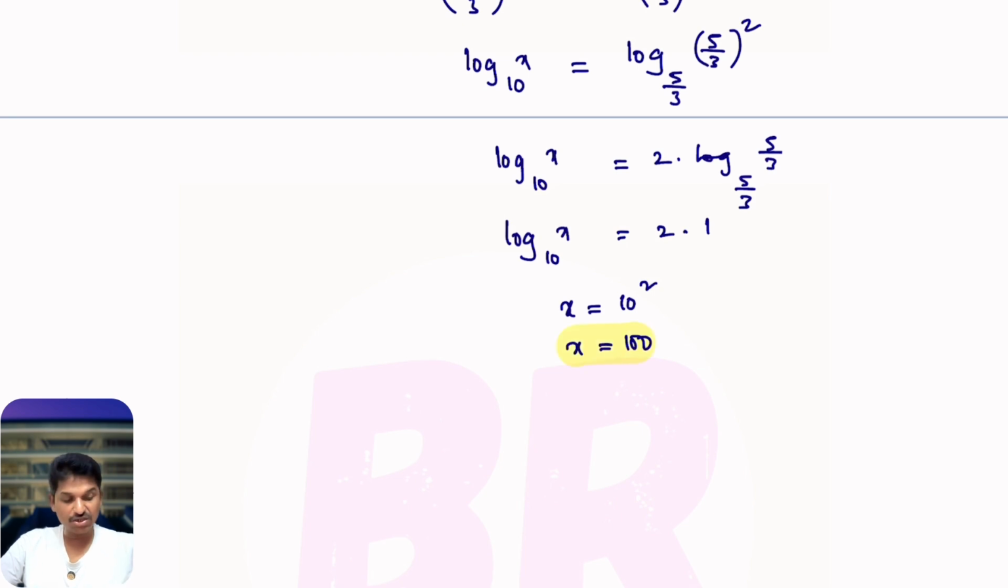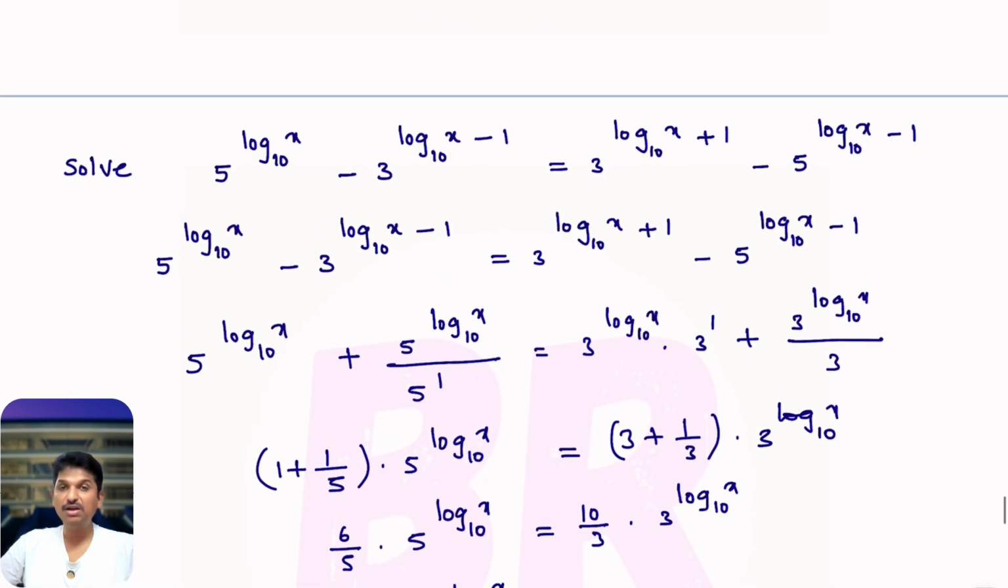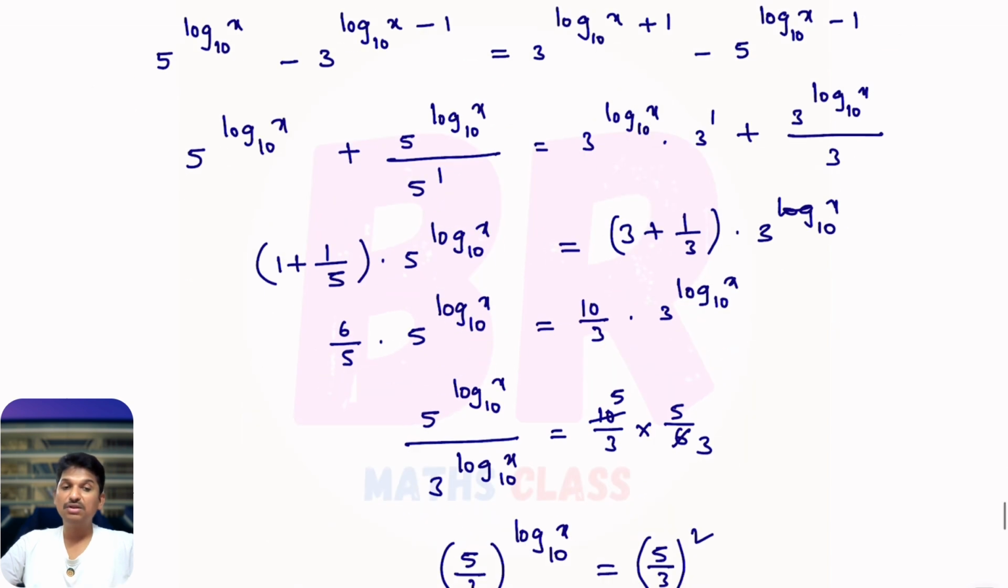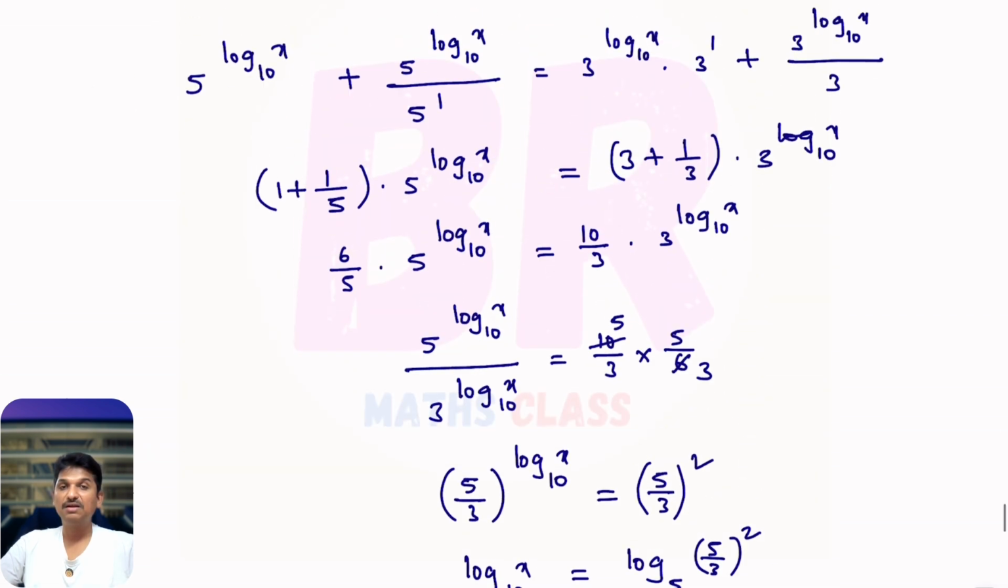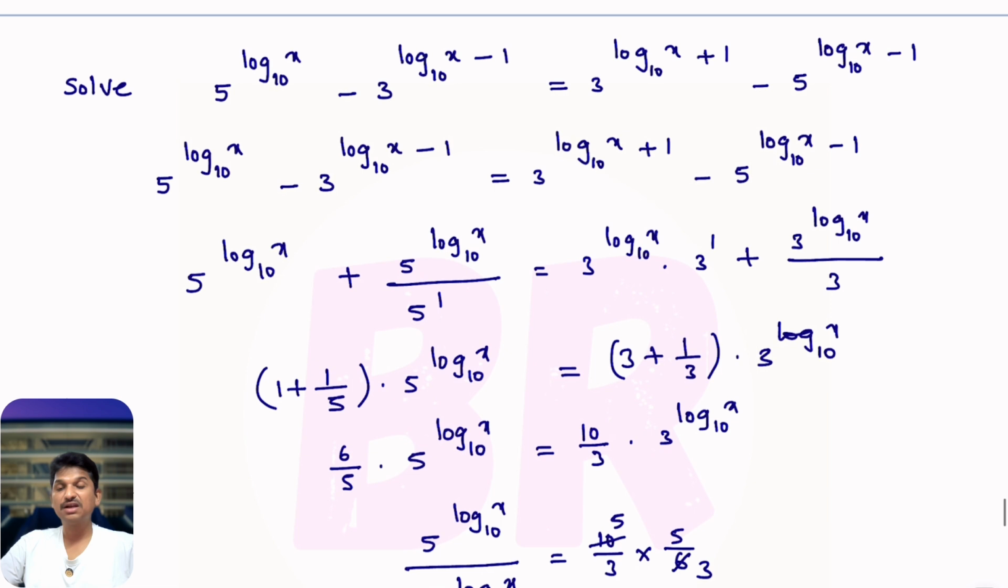What are they asking in the question? Solve. In this the unknown value is x. So if we solve this, I got x value as 100. I hope you understand this solution.